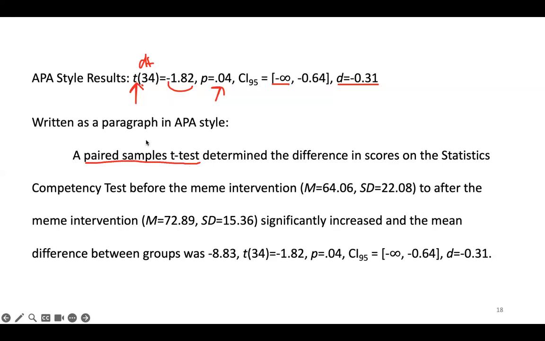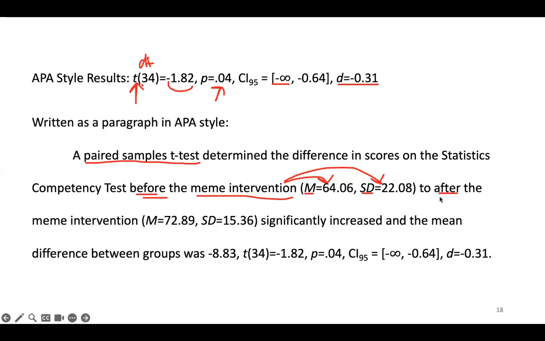So this is when we're writing it as a paragraph in APA style, this is like your results section. You'll have a section that you just report this information. And then we're just going to say what we found. So we found the difference in scores on the statistics competency test. So use the name of the test if you have it. Before the meme intervention, what was the mean? So we've got the mean and we've got the standard deviation. And these are italicized, not the numbers, just the M and the SD for mean and standard deviation.